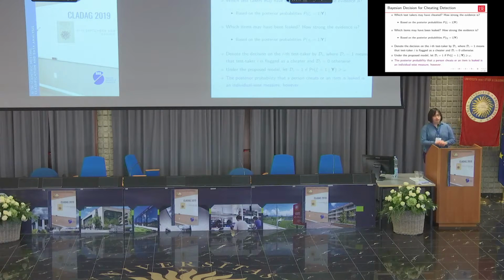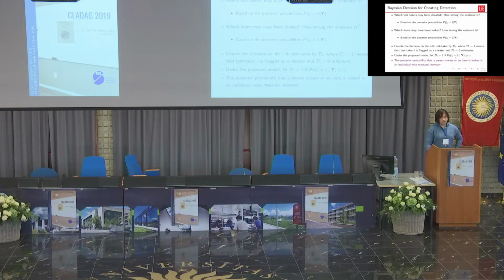After we get the posterior distributions for the latent variables, c and eta, we can calculate the posterior probabilities of eta being 1 and also c being 1. So we can have a rough idea, for each individual and for each item, of the chance of them being a cheater or being leaked.